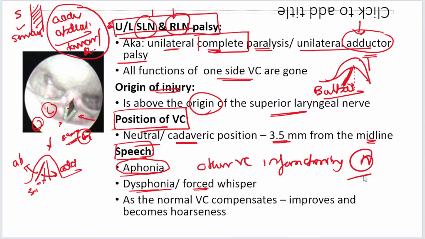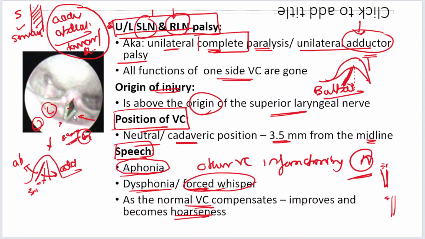If the other vocal cord is functioning normally, the space is only 3.5 millimeters. With that, the patient can speak a little bit like a whisper. The voice gets wasted. The two vocal cords cannot come to the midline, so the voice is wasted. So the patient will have a dysphonia or a forced whisper kind of voice. But as the other vocal cord compensates, this forced whisper improves and becomes hoarseness.